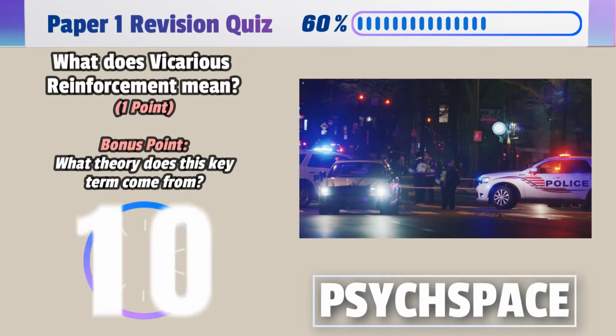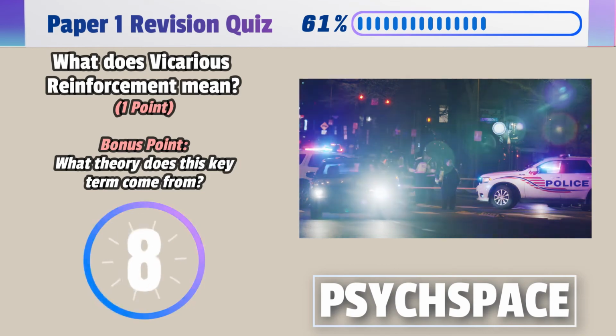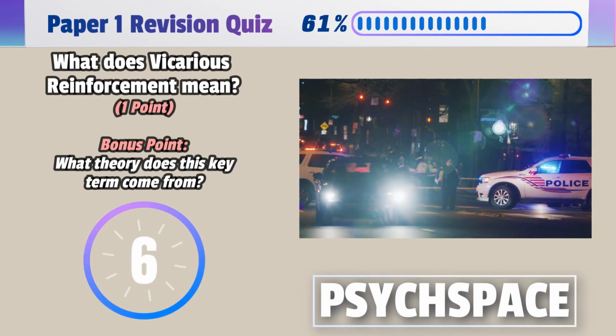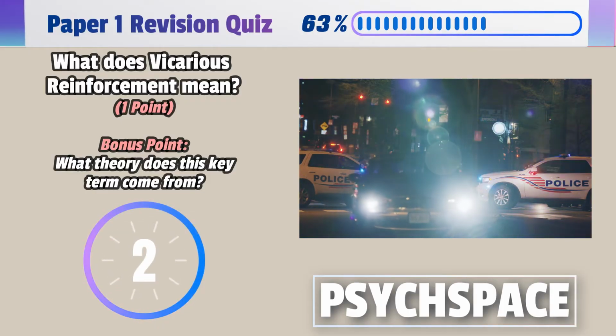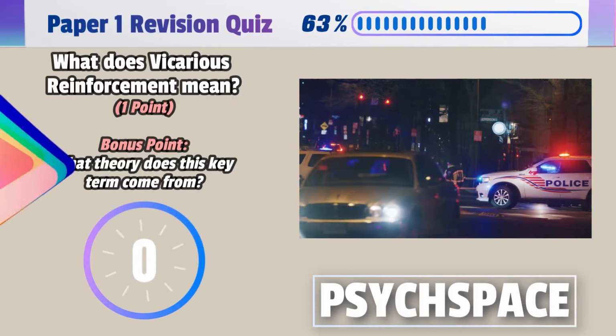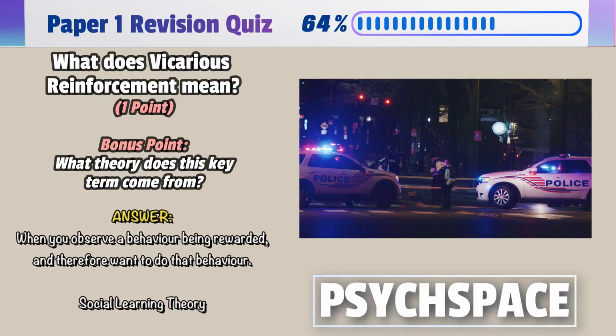What does vicarious reinforcement mean? For a bonus point, what theory does this key term come from? So vicarious reinforcement is when you observe a behaviour being rewarded and so therefore you want to do that behaviour. It comes from social learning theory.